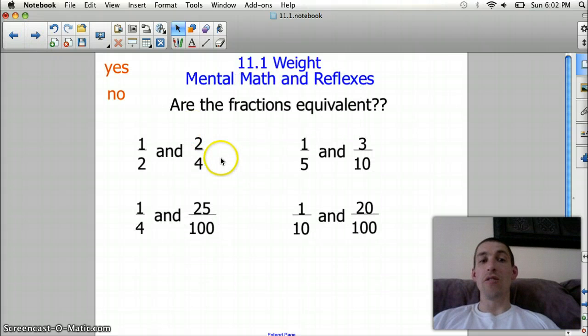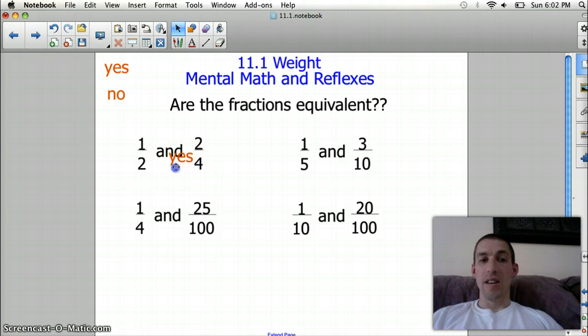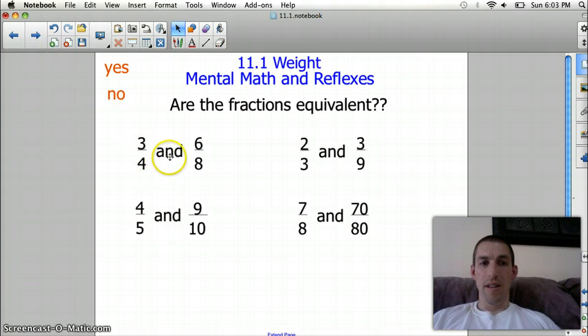Okay. Now, this is a review, but can you answer, are these equivalent? Pause it and try. Okay. This one is equivalent. This one is not. This one is. This one is not. Moving on. I'll just say it instead of drag it. Yes. No.